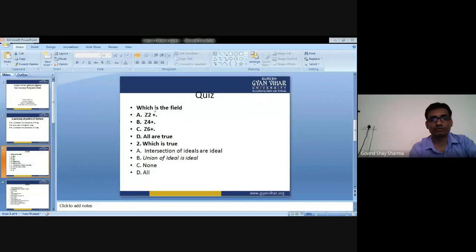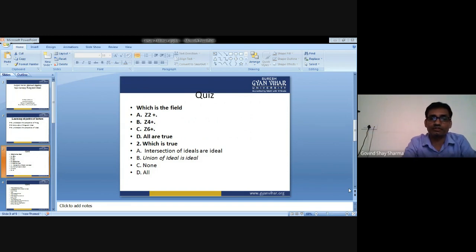The first question: which is the field? Z2 under plus and dot, Z4 under plus and dot, Z6 under plus and dot, or all are true. Z2 means integers modulo 2. Z4 has elements 0, 1, 2, 3 with addition mod 4 and multiplication mod 4. Z2 has elements 0, 1. Z6 has elements 0, 1, 2, 3, 4, 5. I told you a theorem and remark: Zp is a field if p is a prime number. We can easily see that 2 is a prime number, so Z2 is a field.